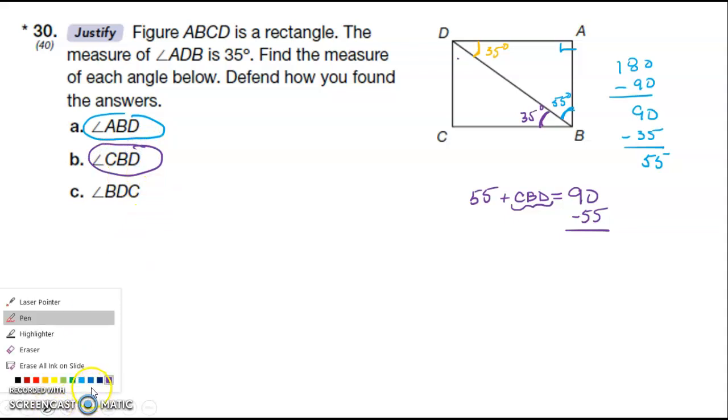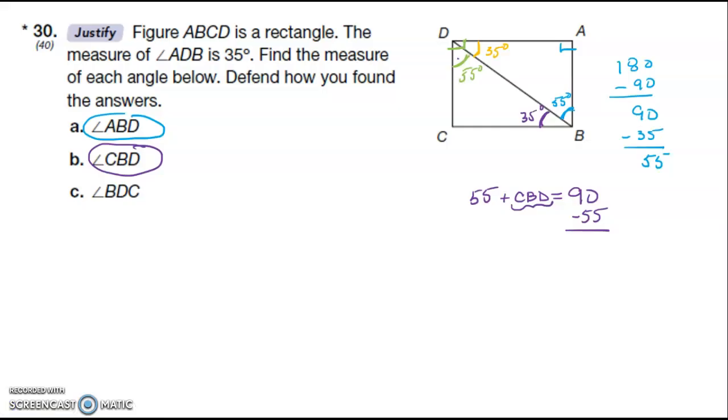Great, let me pick a different color now. Nope, that's still blue. Okay, BDC. So this one is most likely 55 because I know this is 90 and I know 35 plus 55 is 90. So I think that is it. Please let me know if you have any questions.